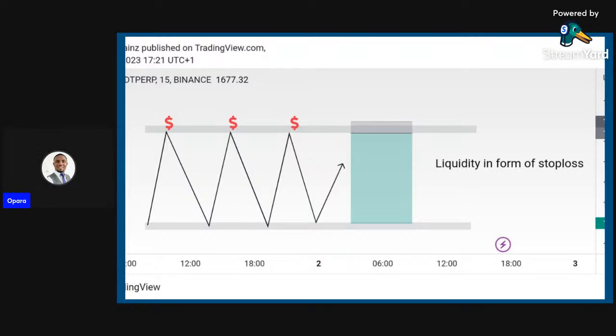At the support. Now, when we want to take this particular trade down, all the retailers, when we pick our entry at the support, we will put our stop loss slightly above the area. So that place forms a what? A pile of liquidity. You can see how the picture is self-explanatory. So this is stop loss forming as a what?